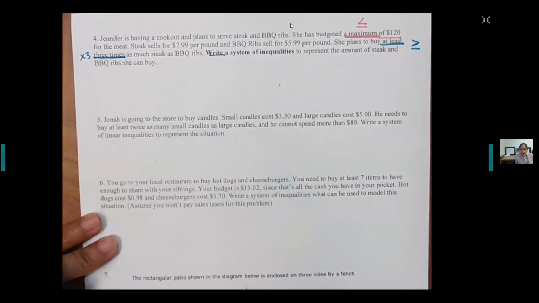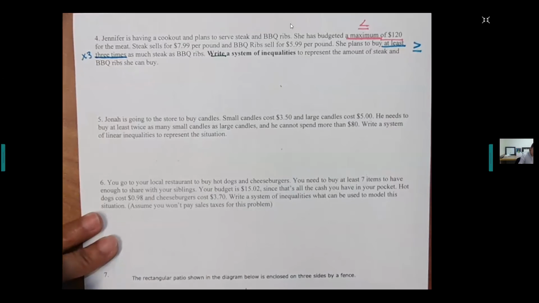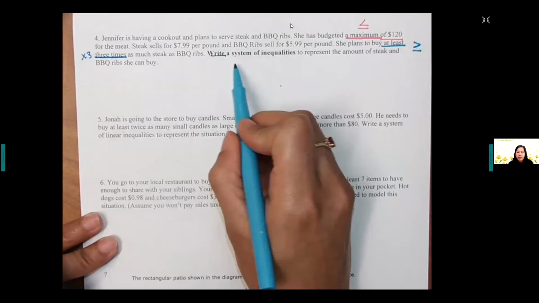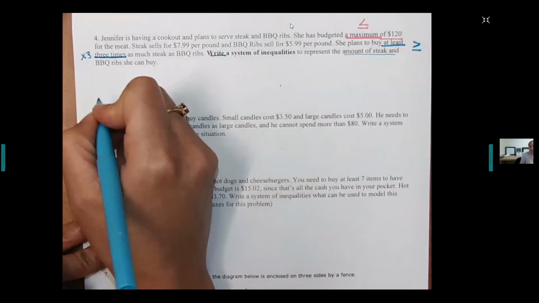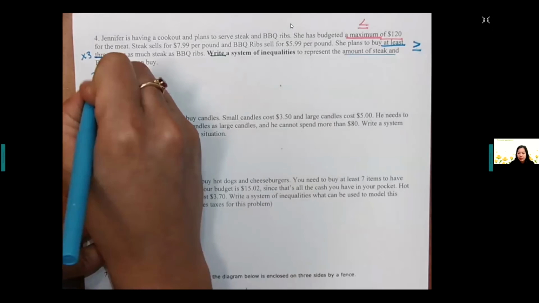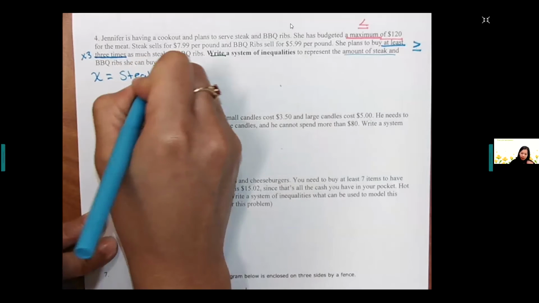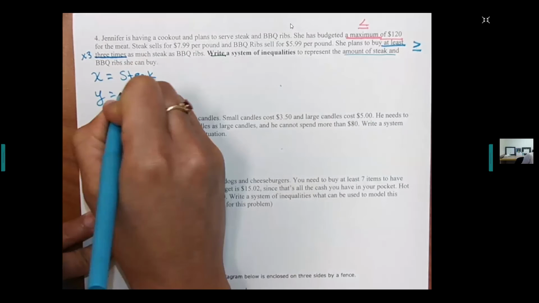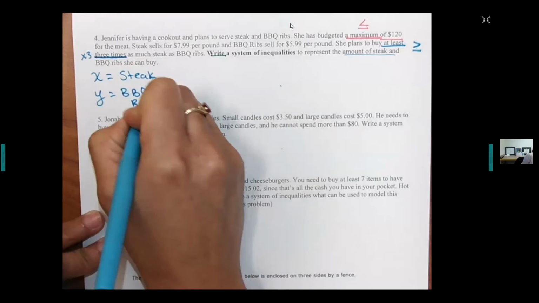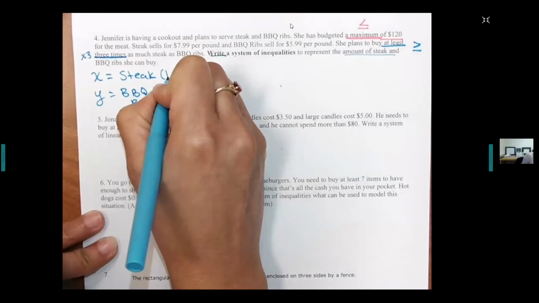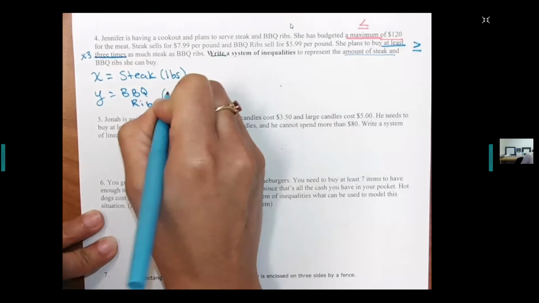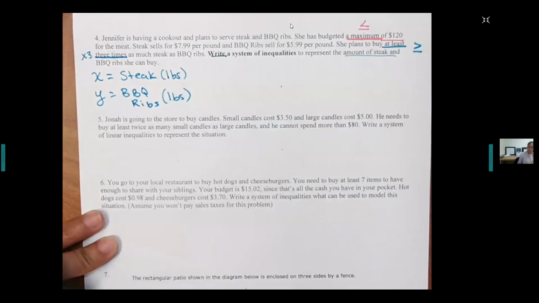Thank you, Ms. Doe. Also then, what are we looking for? What would be our variables? The variables are steak and barbecue ribs. Good. So are we okay to use X and Y? Yes. X equals the amount of steak. And Y would be? The barbecue ribs. The pounds. Right, and we know we're looking for pounds. Yes. Excellent. Thank you so much.